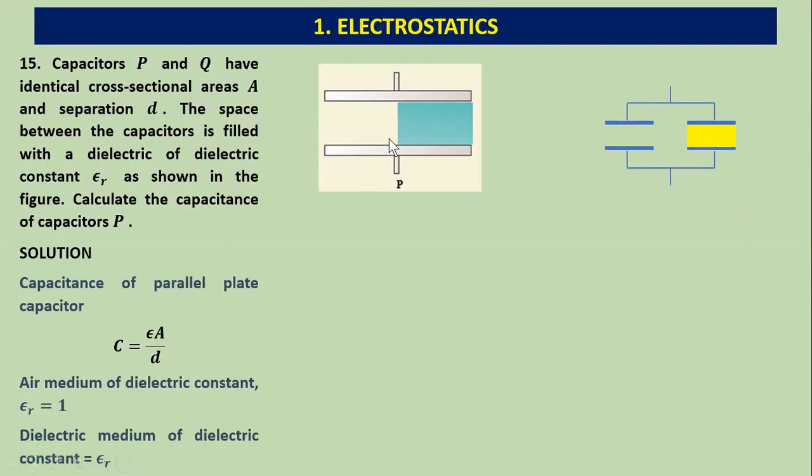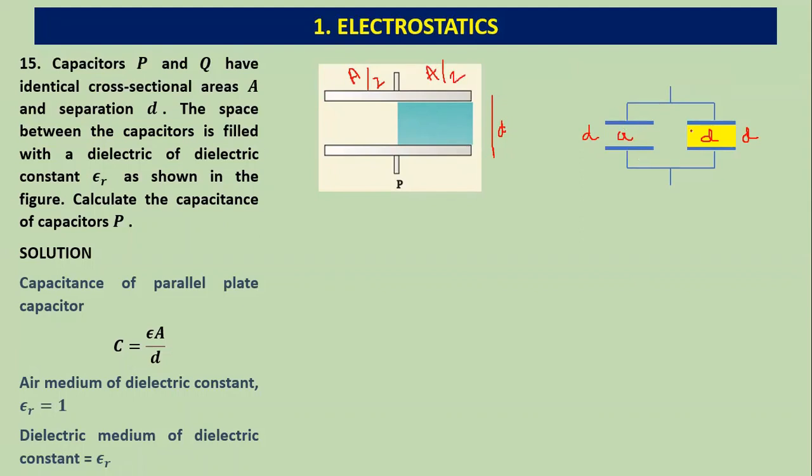This capacitor P is divided into two capacitors. One is completely filled with air, the other one is completely filled with dielectric. Both the capacitors are separated by the same distance D. Whereas their area, the area of the air-filled capacitor is A by 2, and the dielectric filled capacitor also has the area of A by 2. This is the little change that we have to use in the general formula to get our answer.